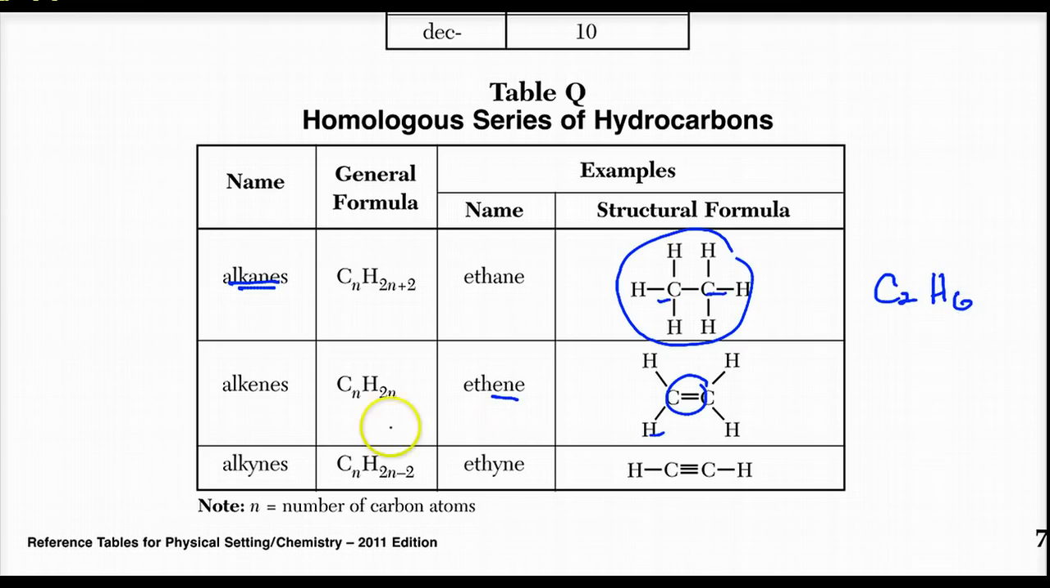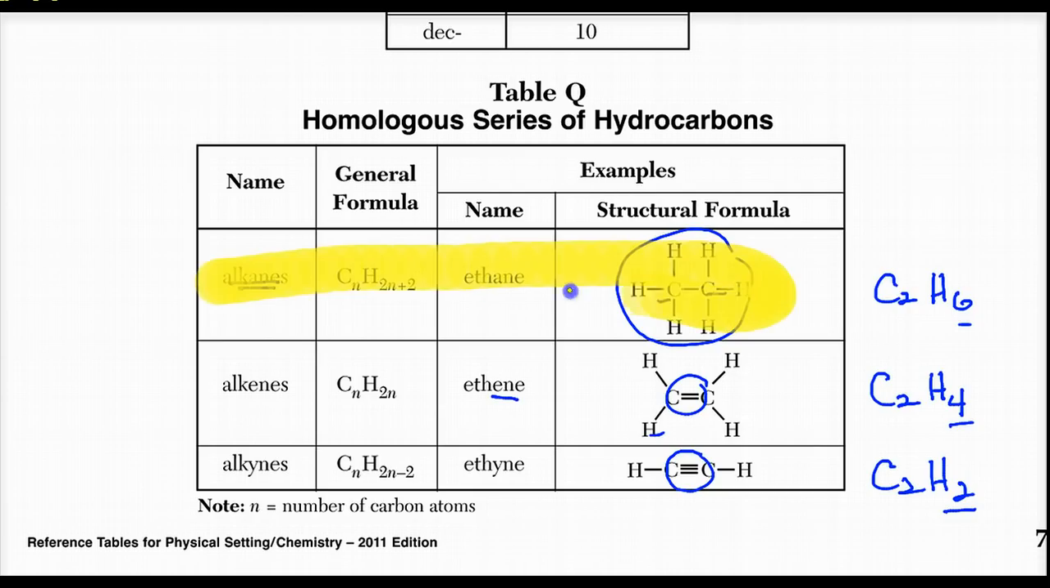6 that's got a double bond, C2H4. It's got triple bonds, C2H2. Notice I'm losing 2 electrons every time I gain an extra bond between the carbons. So you need to know that this is your saturated hydrocarbons, and these are your unsaturated. It's important you know that.